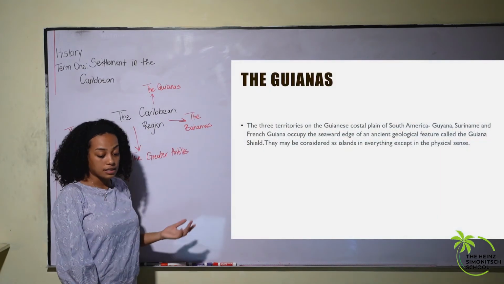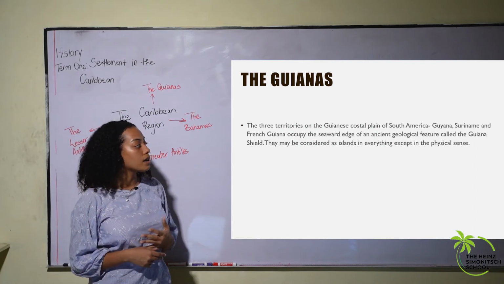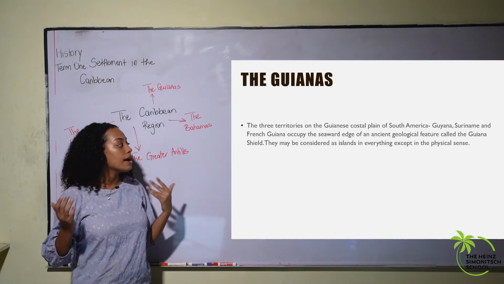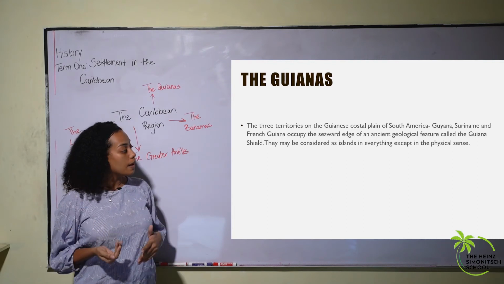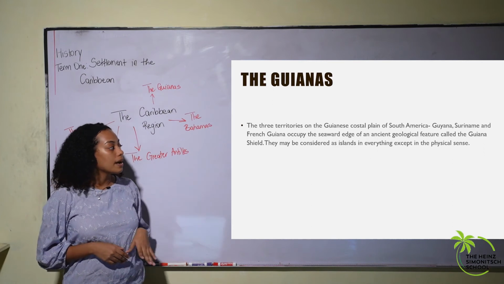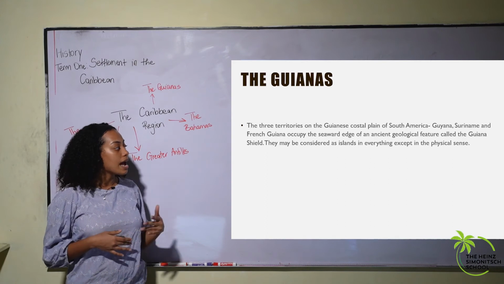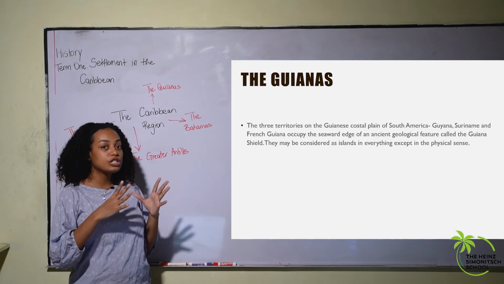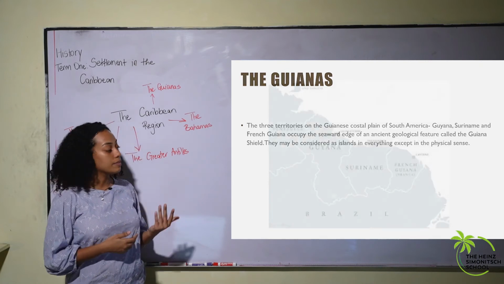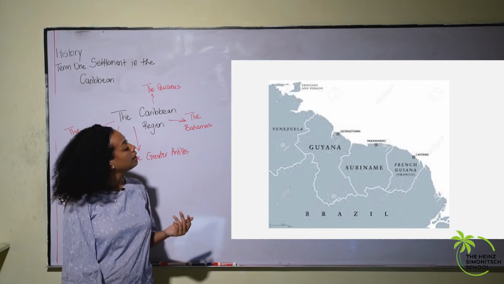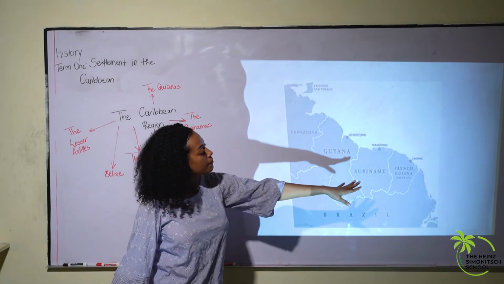Now we have the Guyanas. There are 3 territories on the Guyanese coastal plain of South America, being Suriname and French Guyana, along with the Guyana that we know close to Venezuela. Now, these territories occupy the seaward edge of an ancient geological feature known as the Guyana Shield. Because of the physical shape of this structure, it is described as a shield because that's what it resembles. And here we're seeing the three Guyanas, so Guyana, Suriname, and French Guyana.